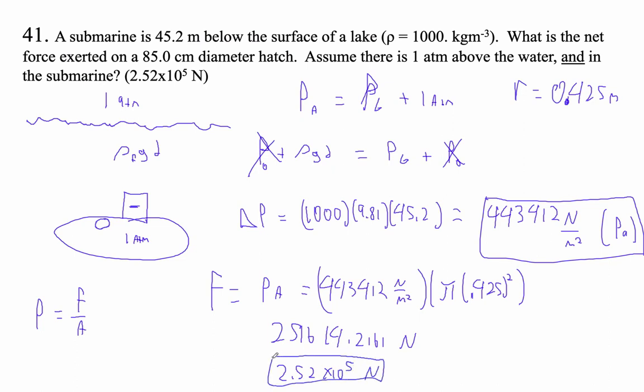Okay. So again, the reason why, since there's one atmosphere here and one atmosphere there, those things cancel out. So the difference in pressure will just simply be the increase in pressure above an atmosphere caused by the hydrostatic pressure of the lake. All right.